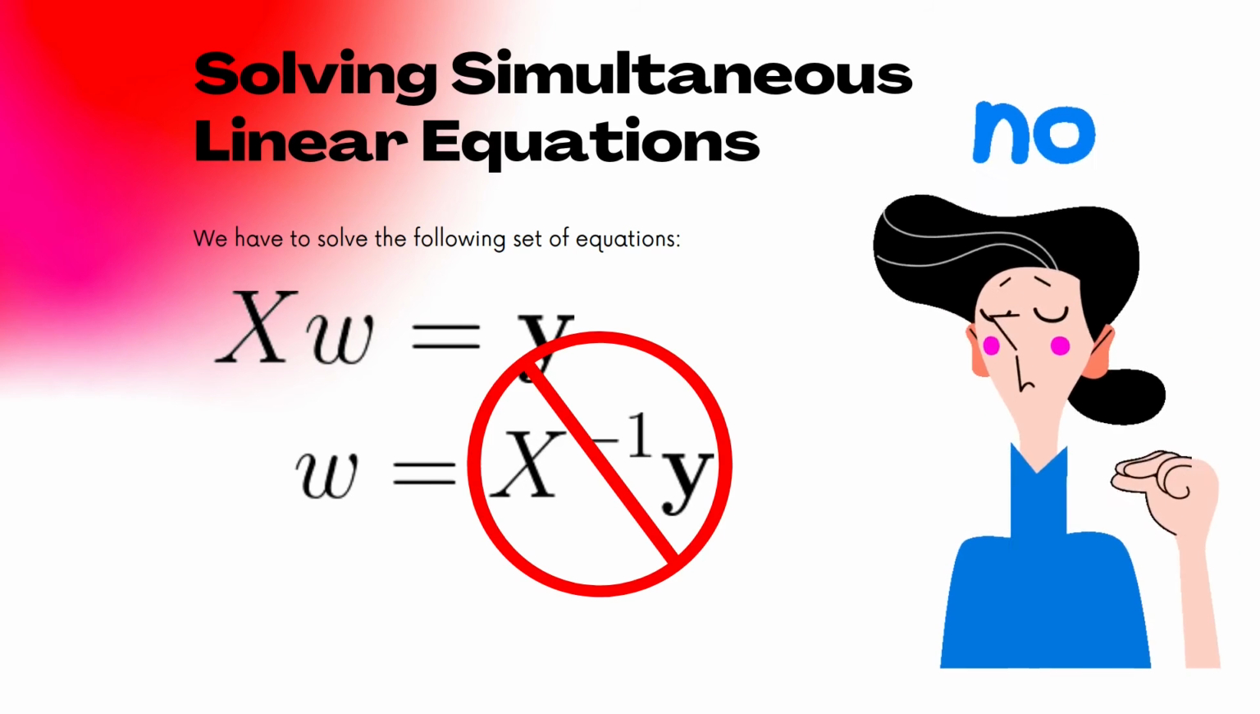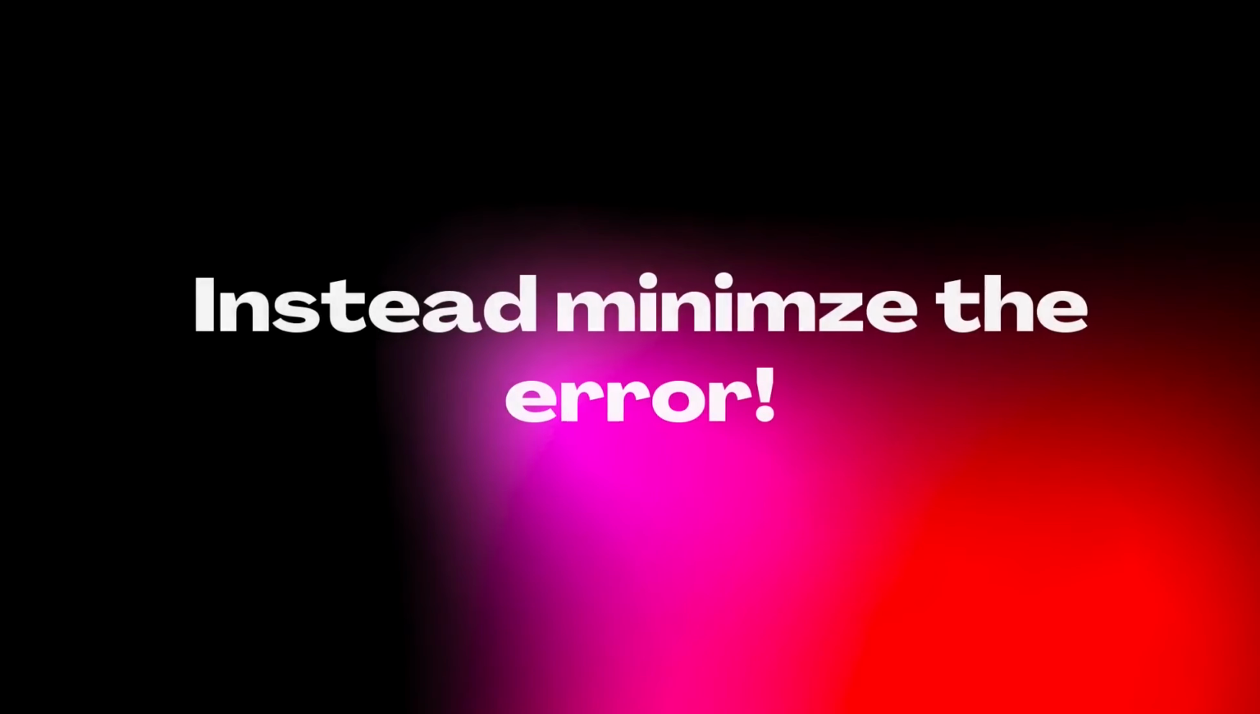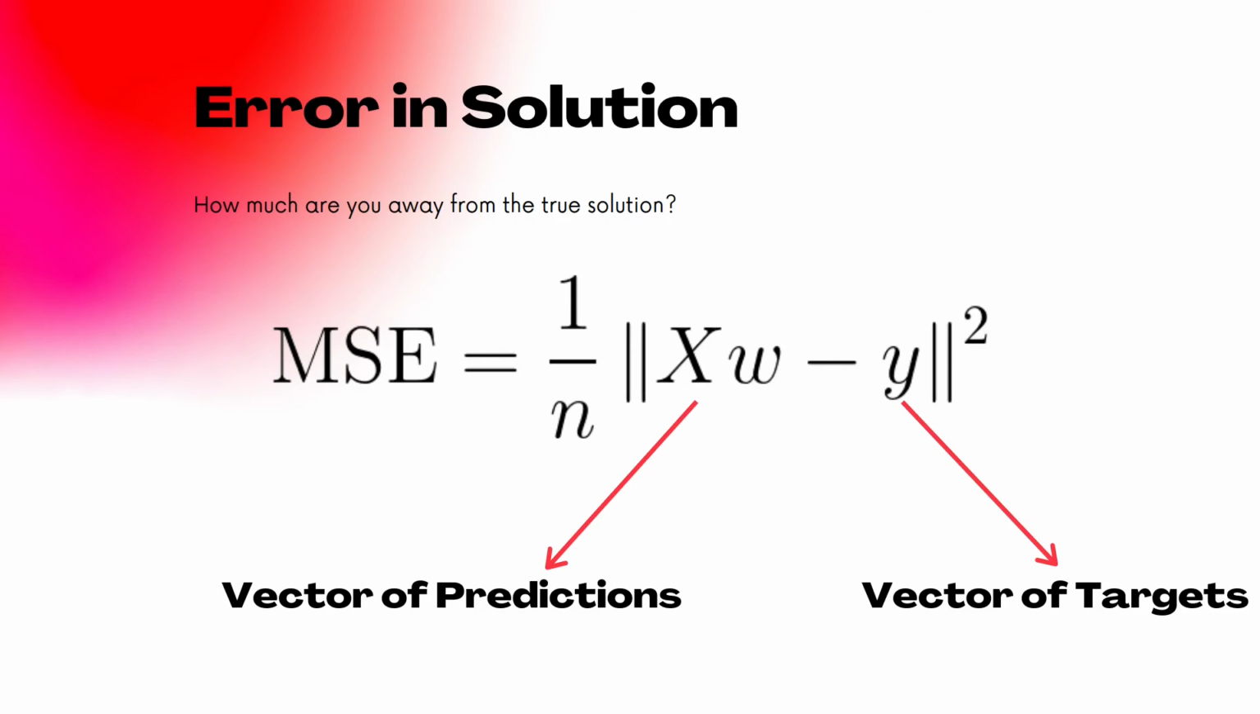Now we need to get a solution. How do you do it? Instead, minimize the error and get an approximate solution. So we now change our aim. Before, our aim was to find the w for the target values, but now we saw that it's not possible. Now you go for the minimum possible error between our predicted value and the real value. So the vector of prediction is xw and the vector of targets is y, and the mean square error is 1 by n times this whole square.